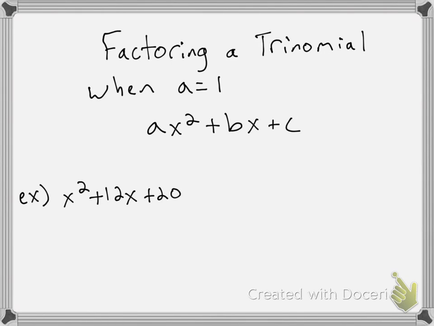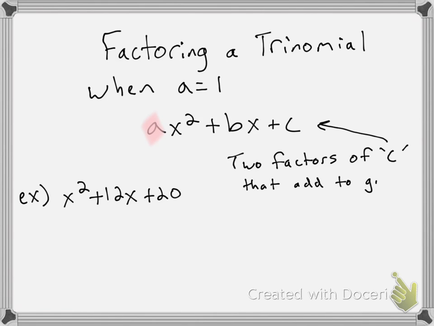Alright, factoring trinomials when a equals 1. When given the form ax squared plus bx plus c, if a equals 1, the coefficient in front of x squared, we're going to look for two factors of c that add to give us b.